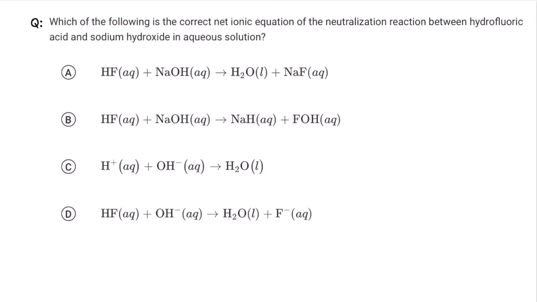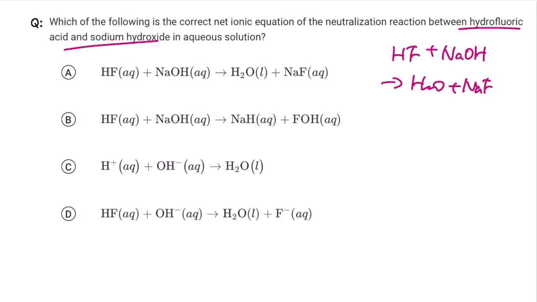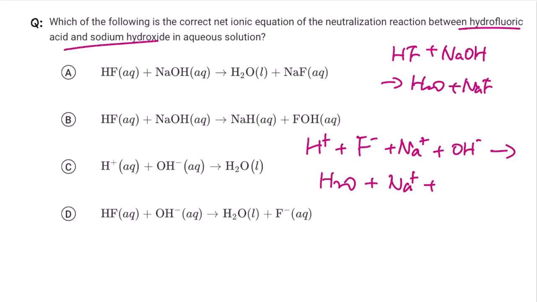Which of the following is the correct net ionic equation of the neutralization reaction between hydrofluoric acid, HF, and sodium hydroxide in aqueous solution? Sodium hydroxide. Well, then they yield H2O, water, and sodium fluoride. Then, the first step is writing it in terms of the complete ionic equation. So protons plus fluoride plus sodium plus hydroxide produce water molecule H2O and then sodium and fluoride.